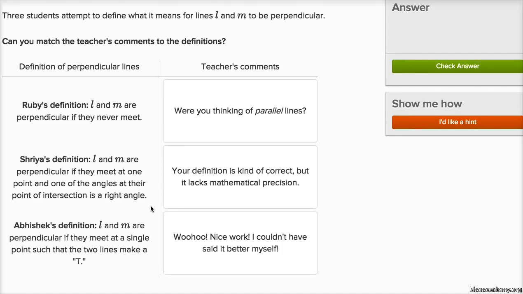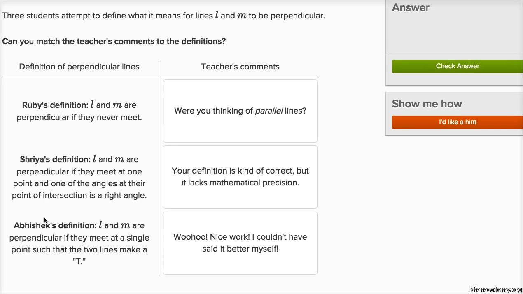And so to get some practice being precise and exact with our language, I'm going to go through some exercises from the geometric definitions exercise on Khan Academy. So this first one says, 3 students attempt to define what it means for lines L and M to be perpendicular. Can you match the teacher's comments to the definitions?